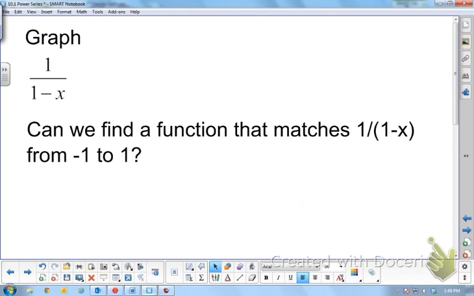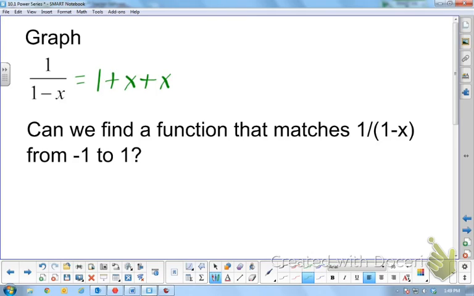So what I did, this one, is I said 1 plus x squared, plus x to the 3rd, plus x to the 4th. And if I had plugged in an infinite amount, we would have gotten exactly onto that graph from -1 to 1. So this is actually a geometric series. What am I multiplying by every time? X. I multiplied by x, so my common ratio is x.